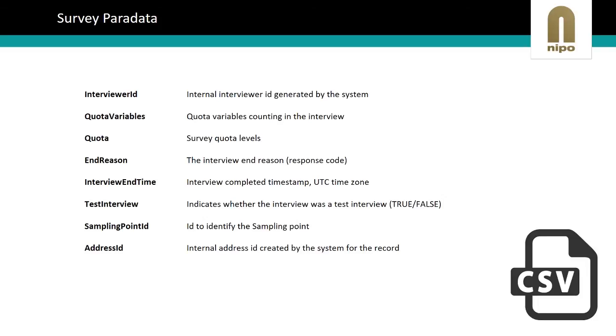Okay. Let's continue. Sorry about that. Well, let's continue with the next field. Interviewer ID. We saw that is the internal ID created by the system. We saw that in the data file. You will also have it in the Paradata, so you can identify if you need to cross-check both data.